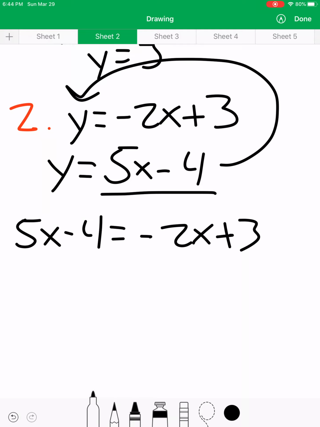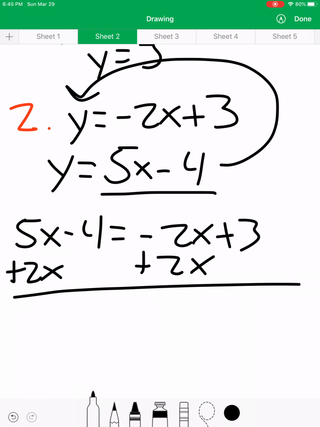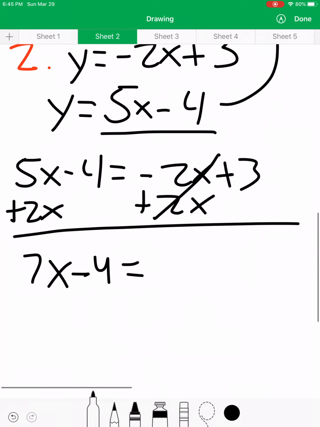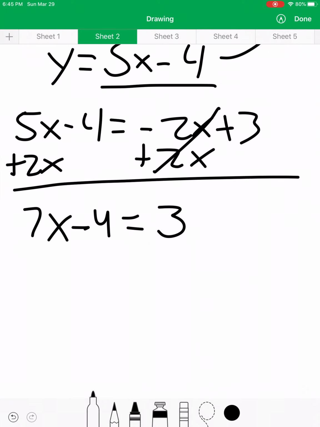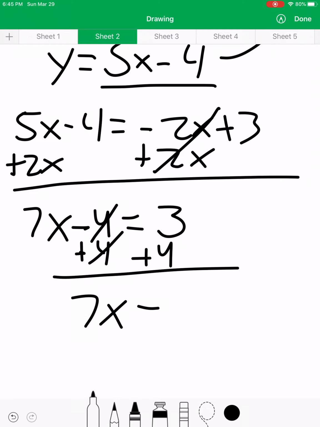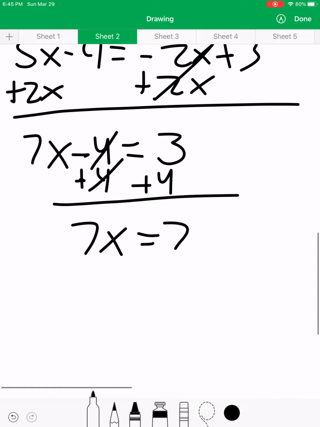Again, I like to keep my variable positive. To keep my variable positive, I'm going to move this negative 2x by adding 2x, adding 2x. Those guys go away. 5x plus 2x gives me 7x minus 4 equals positive 3. Start on the side with the variable, move the number without the variable by performing the opposite operation. We were subtracting 4, so the opposite is going to be add 4, add 4. 7x equals 7. Do the opposite operation. 7 and x are being multiplied, so I do the opposite of divide by 7, therefore x equals 1.